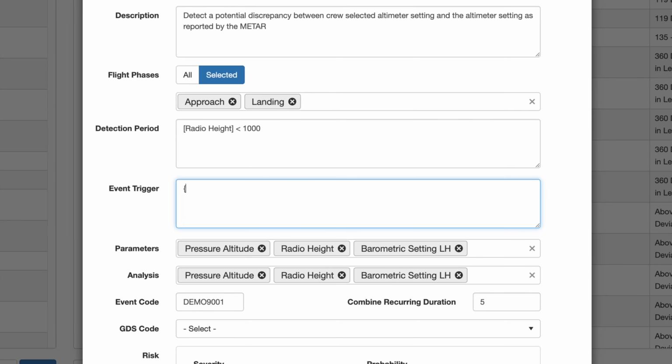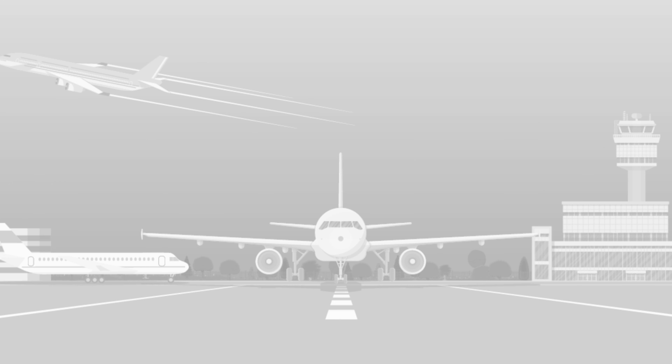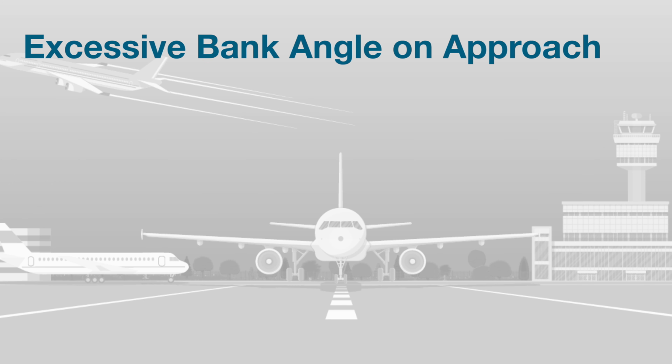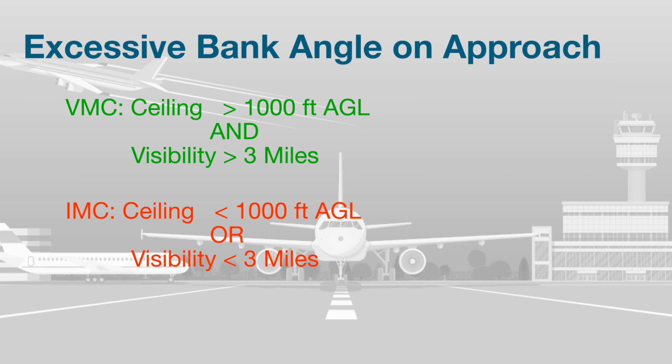In the last video, we showed you a fairly simple example of how Sky Analyst can be programmed to detect incorrect altimeter settings by comparing the flight data to information from an external source such as a database with weather information. We're going to expand on that in this example where we create an event that looks for excessive bank angle on approach. But the twist is that we're going to have different trigger limits depending on the weather conditions. If the flight is in VFR conditions, we'll use a slightly less restrictive limit than we would in IFR conditions.